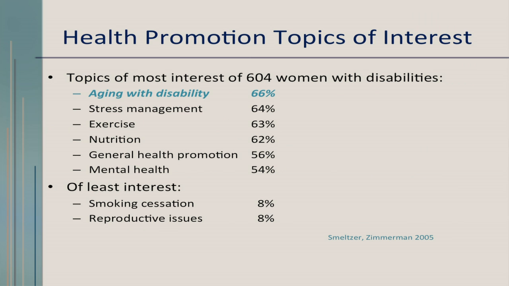So a survey was done of 604 women with various kinds of disability, and they were looking at health promotion topics that these ladies were interested in. And you can see at the top of the list, aging with this disability was their first topic of interest. After that, we find stress management, exercise, nutrition, general health promotion, and mental health issues. Of least interest was smoking cessation and reproductive issues.